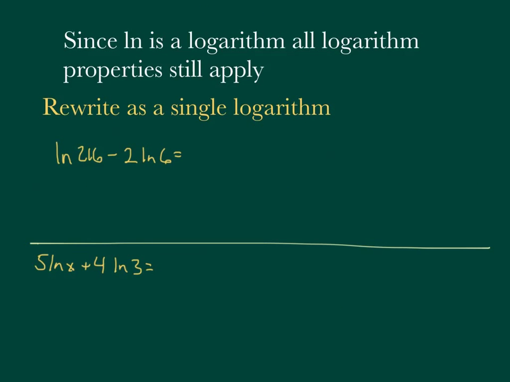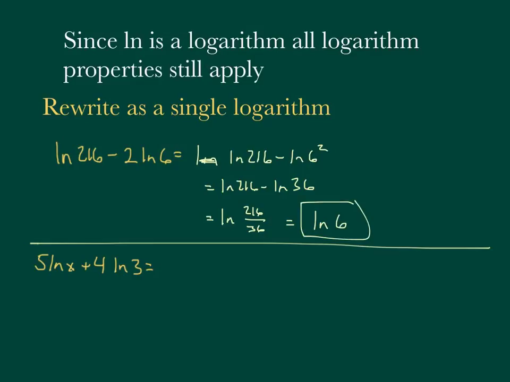If our logarithm rules continue to work, then we should be able to rewrite the ln of 216 minus 2 ln of 6 the same way we would have done anything else. We'd have the ln of 216 minus the ln of 6 squared. ln of 6 squared becomes the ln of 216 minus the ln of 36. If we're subtracting two logarithms, that'd be the same as the logarithm of a division. And if we have the division, we can find out that 216 divided by 36 is simply the ln of 6.